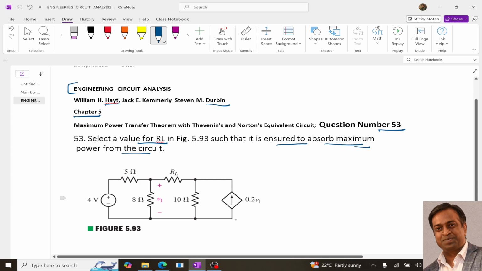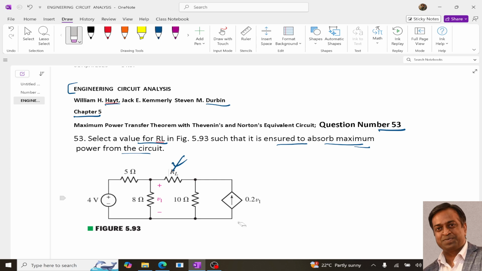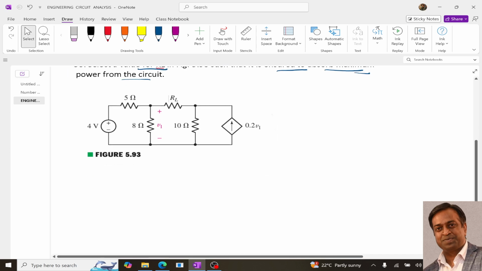Now, as I mentioned in my last two videos, the maximum power will be transferred if the load resistance is equal to the internal resistance. And how can we determine the internal resistance? By calculating the Thevenin resistance or the Norton resistance. So for this particular circuit, we need to determine the Thevenin resistance. To determine it, the first step is to remove this RL.